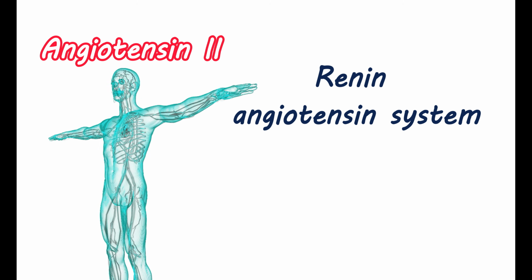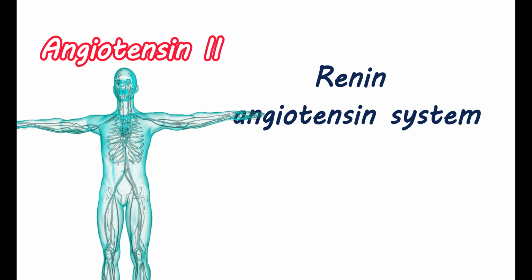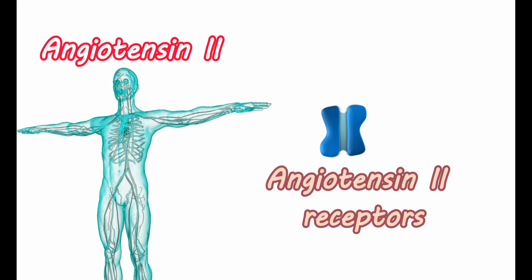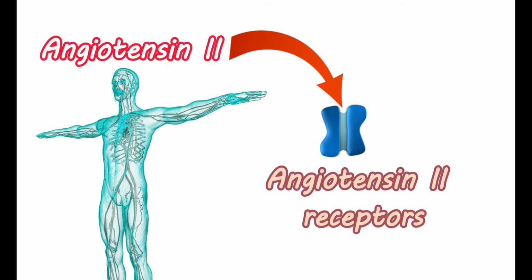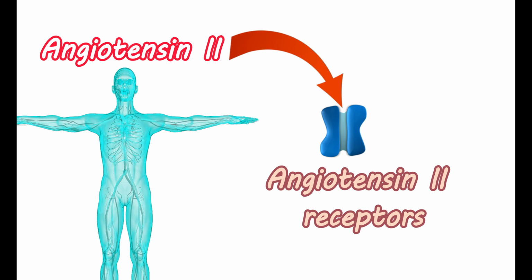Angiotensin II is one of the important mediators within this renin-angiotensin system. It has several roles in the body, including its direct action on the blood vessels. Blood vessels express angiotensin II receptors. Angiotensin II can bind to these receptors, resulting in their activation. Consequently, it produces contractions of your arteries and increases the blood pressure.